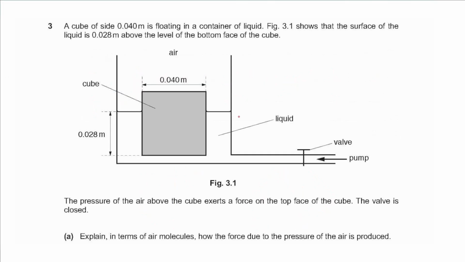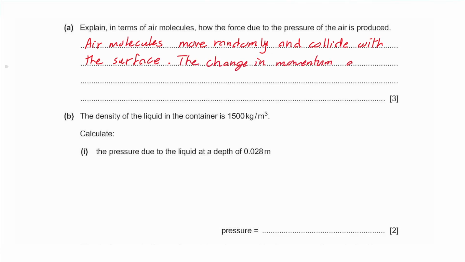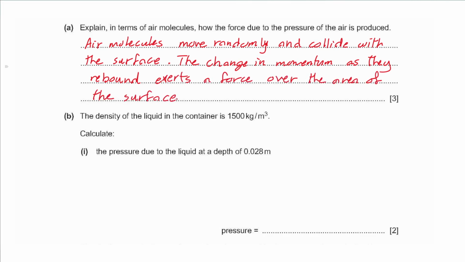Question 3 says a cube of side 0.040 meter is floating in a container of liquid. Figure 3.1 shows the surface of the liquid is 0.028 meters above the level of the bottom face of the cube. The pressure of the air above the cube exerts a force on the top face of the cube, and the valve is closed, so everything is at rest. Part A says explain in terms of air molecules how the force due to the pressure of the air is produced. First, we say that air molecules move randomly and collide with the surface, and then we say that the change in momentum as they rebound exerts a force over the area of the surface of the cube.